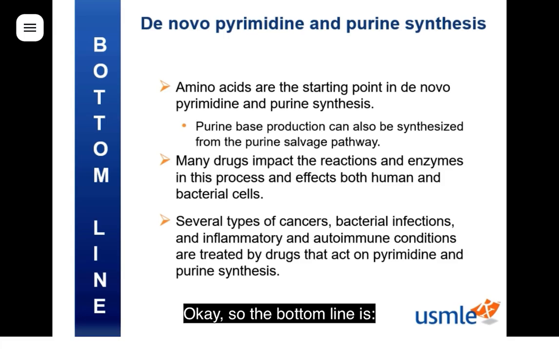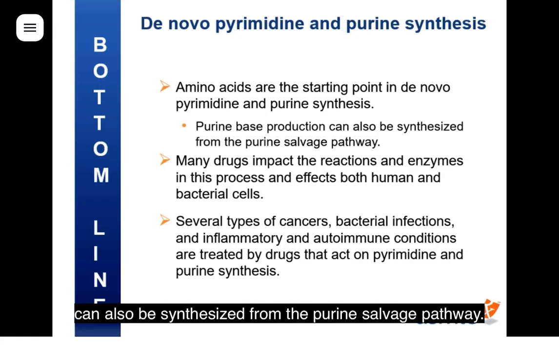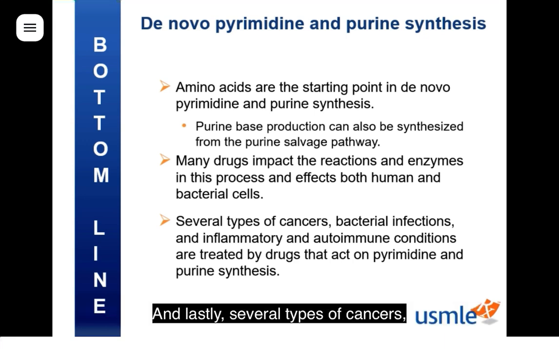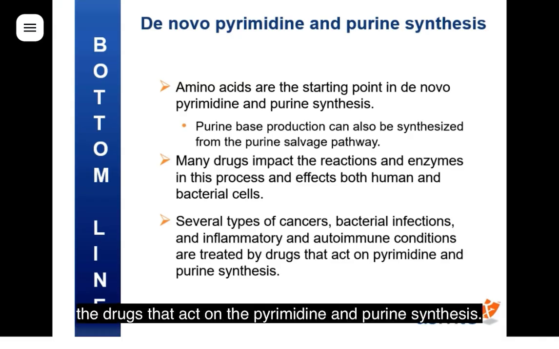Okay, so the bottom line is, amino acids are the starting point in de novo pyrimidine and purine synthesis. Purine base production, however, can also be synthesized from the purine salvage pathway. Many drugs impact the reactions and enzymes in this process and affect both human and bacterial cells. And lastly, several types of cancers, bacterial infections, and inflammatory and autoimmune conditions are treated by the drugs that act on the pyrimidine and purine synthesis.